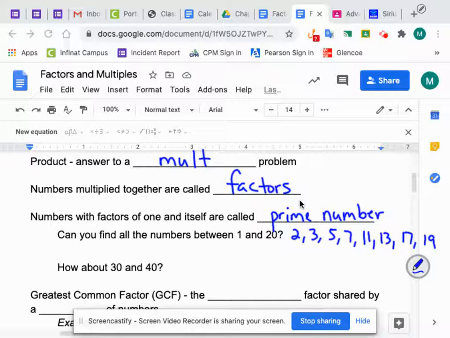So how about 30 and 40? Can I find all of them between there? Well, 31 and 37 are the only 2 in there. You might be thinking, well, 33, because 3 is a prime number, but 3 times 11 is 33. You might also think 39, but 39 is 13 times 3. So this is where knowing your multiplication facts is going to be extremely important.